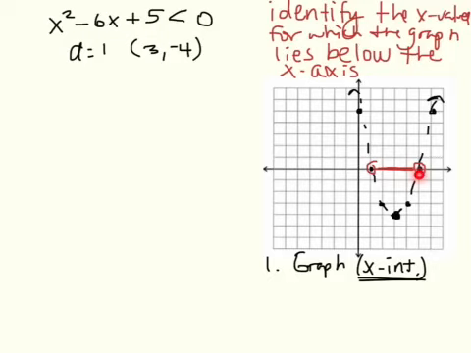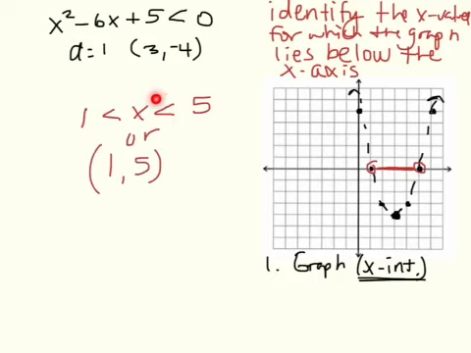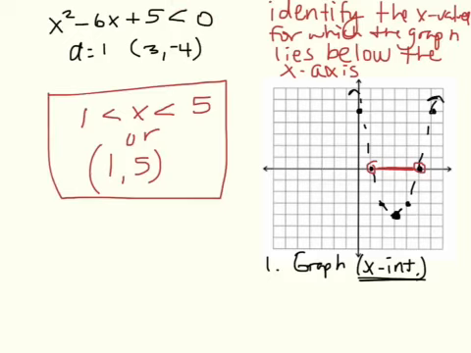So that's what you would write. That's your solution. So 1 is less than x, which is less than 5. Or you could write it from 1 to 5. Now remember the parentheses, because it's not equal to, because it's that dashed line. So this is solving a quadratic inequality. So let's go ahead and go to the next slide, and we'll try one more example together.